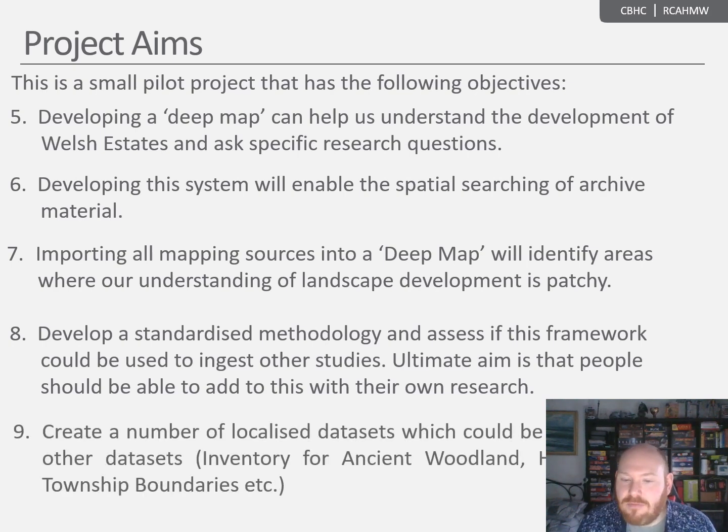And the last one is to create a number of localized data sets which could help to improve other data sets. Because we have all this information and mapping that goes back a long time, we can say, you've got things like Natural Resources Wales Inventory of Ancient Woodland. That ancient woodland inventory only goes to about 1880 because the earliest maps they have access to are the first edition. Because we're consulting information that goes back almost 200 years prior to this, we can say the ancient woodland you've got here was actually planted in 1790, whereas this area of woodland, the earliest map we've got it on, it's still extant, and that might be 1600. So we can improve these data sets as we go on.